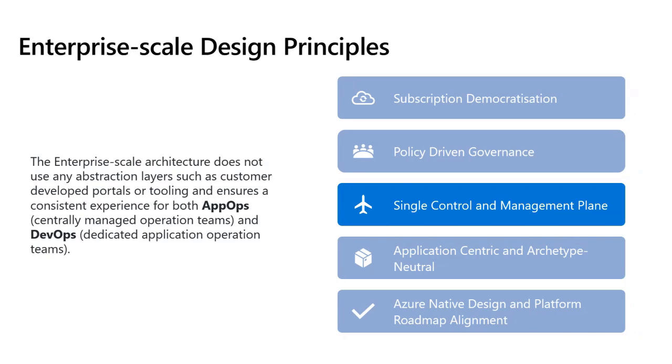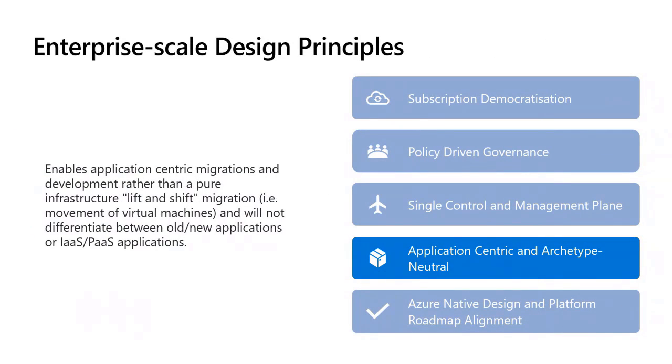The fourth one is application-centric and archetype neutral. And this is a bit of an interesting one because, working mostly with customers that come from on-premises, they typically have what we refer to as VM lenses, meaning they see the world through a virtual machine. Now in Azure, a virtual machine for us is just like any other resource, right? So with the philosophy that everything in Azure is just a resource, you should think differently about how you compose, how you deploy, and how you operate your workloads.